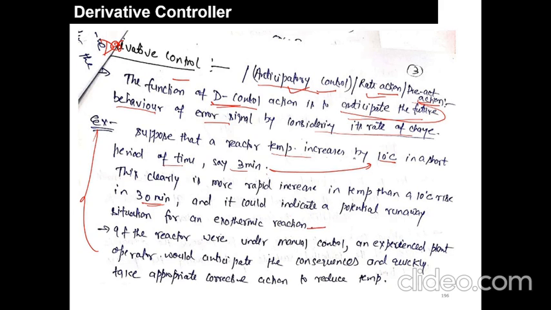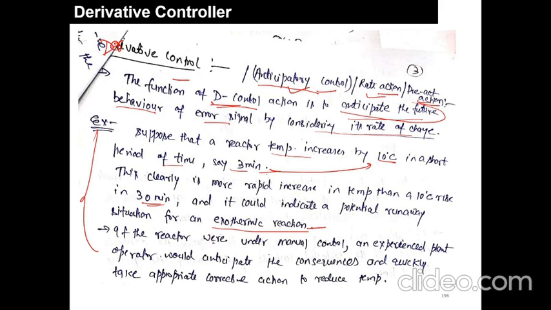You can say that if you know the rate of the temperature with time, it is clear. If it is known, then you can say what will happen with the temperature after 20 minutes, after 30 minutes. This clearly is a more rapid increase in temperature than a 10 degrees Celsius rise in 30 minutes, and it could indicate a potential runaway situation for the exothermic reaction. You can predict the behavior.